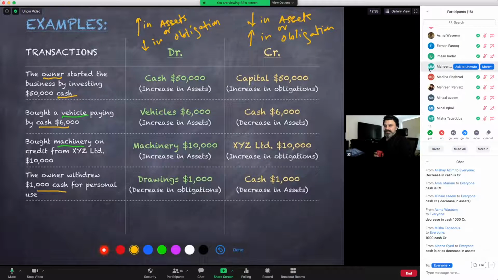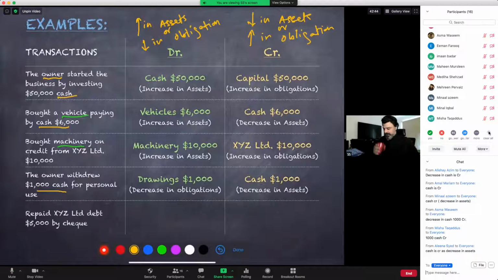Okay, Minal Iqbal, we understand better? Everyone else does. They have shown their checks. Good. Excellent. Now, last transaction on this examples list.